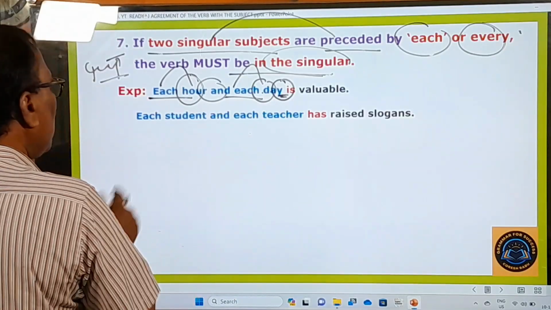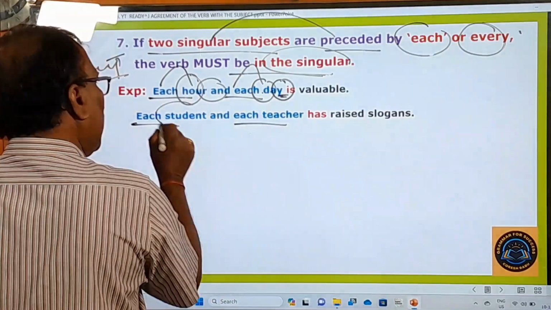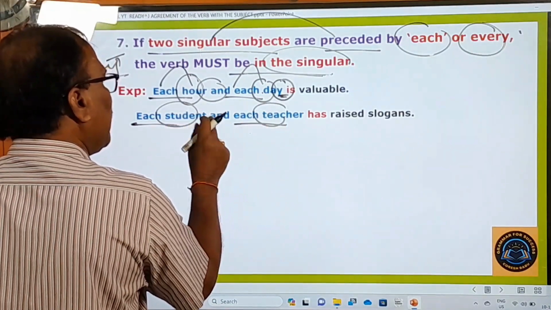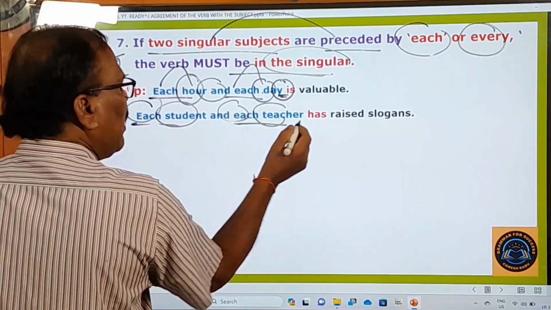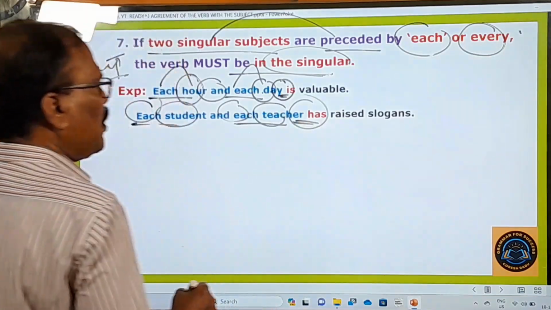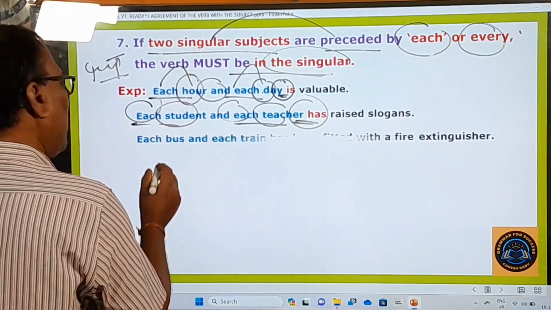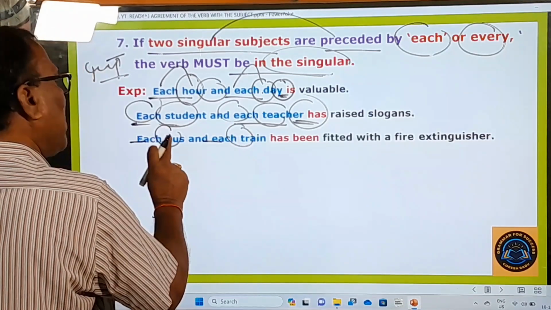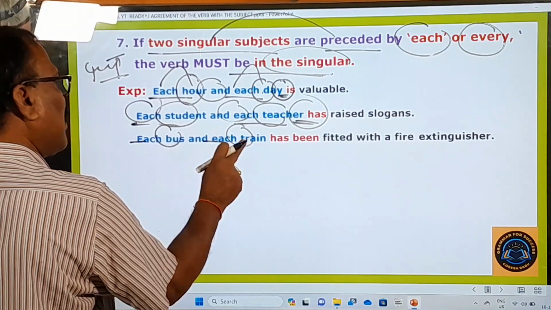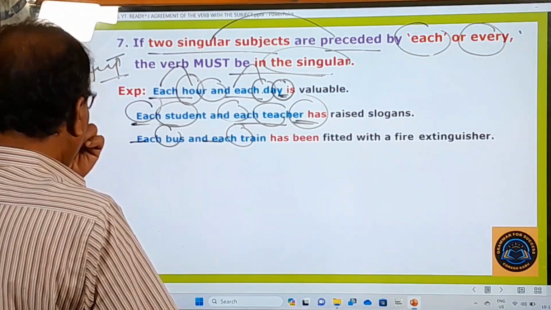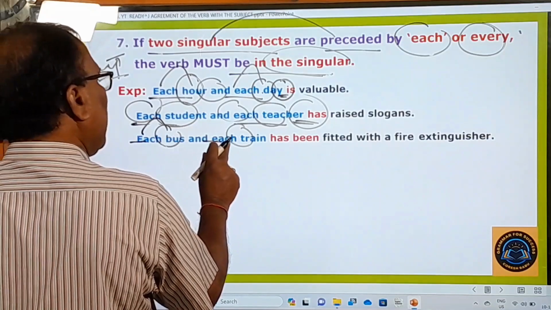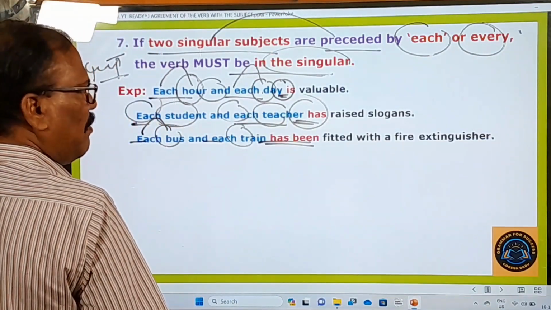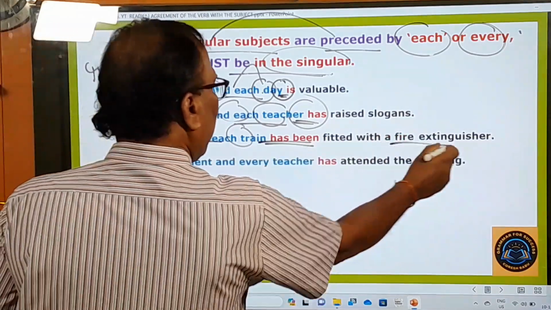And next, each student and each teacher. Two singular nouns are connected, preceded by each. And then the helping verb or verb must be in the singular number. One more example. Each bus, each train. So bus and train, singular subjects. They are preceded by adjectives. So each bus and each train has been, singular subject, singular verb, right? Fitted with a fire extinguisher.